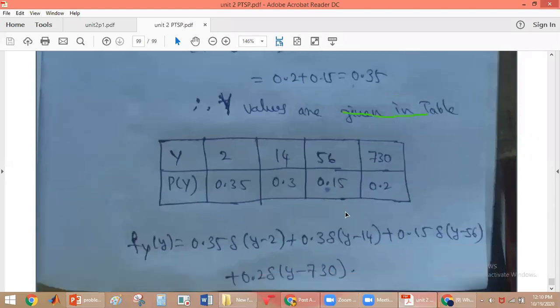So now if you write the probability density function, it is given as 0.35 del of y minus 2, plus 0.3 del of y minus 14, plus 0.15 del of y minus 56, plus 0.2 del of y minus 730. If you draw this, we will be getting impulses. If you draw the density function, we will be getting a staircase waveform.